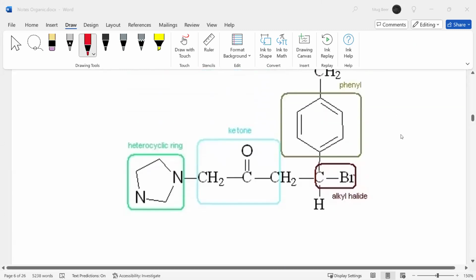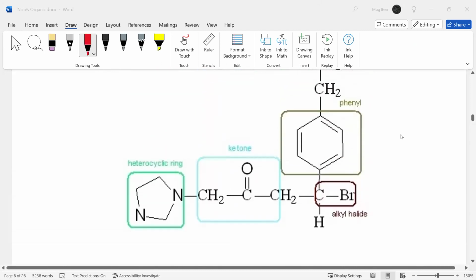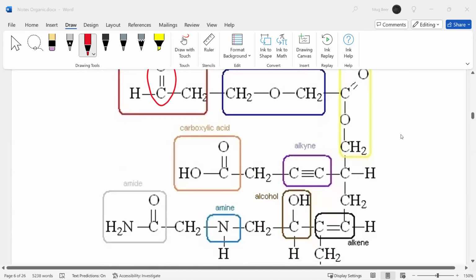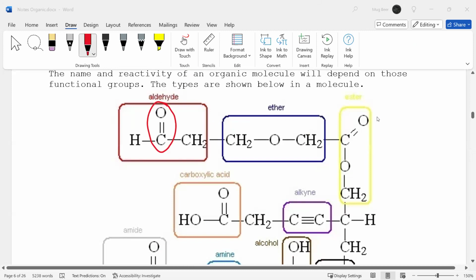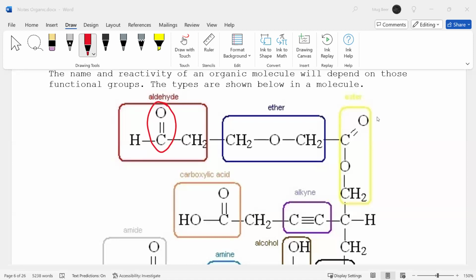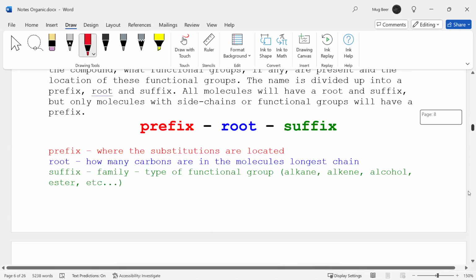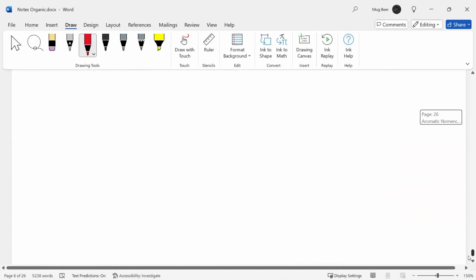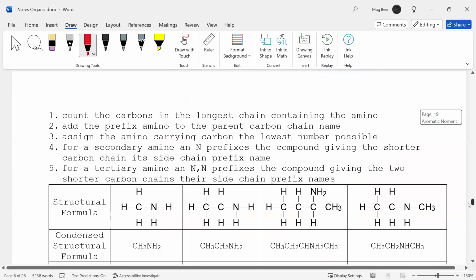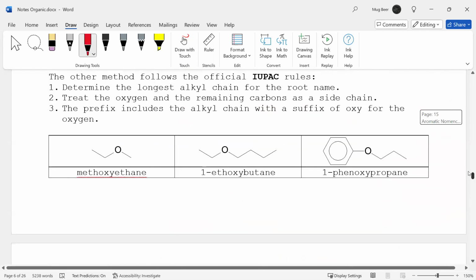Okay. So we'll talk about all of these things. I'm not expecting you to name their structures, but I will expect you to be able to point to something and say, that's an ether, or that's a heterocyclic ring structure. Just point out that that functional group is there.